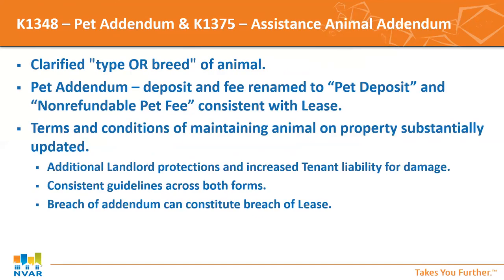Okay, the pet addendum and assistance animal addendum. For this one, we have clarified that you can put type or breed, because some people were not really clear as to what breed their animal was. So we gave them that option. We've also increased the number of pets that they can put on the pet addendum, not the assistance animal addendum, obviously. That one will still only be one animal at a time.